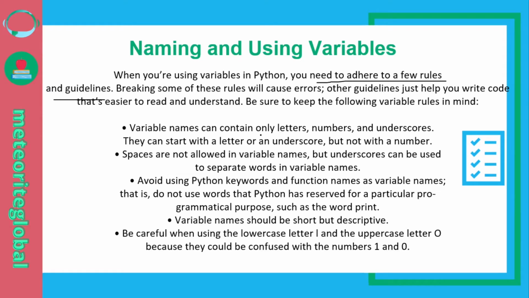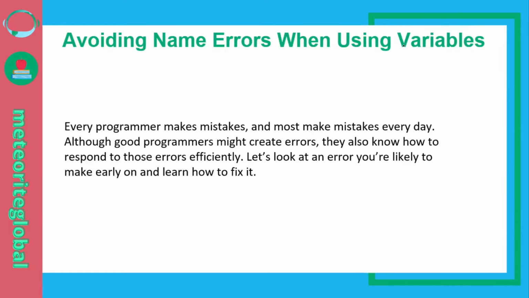These can contain letters, numbers, and underscores, but they have to start with an underscore or a letter. They cannot start with a number. It can be underscore one, but not one underscore. It can be message underscore one or underscore message one, but it cannot be one underscore message. That is completely wrong as per the rules of Python.